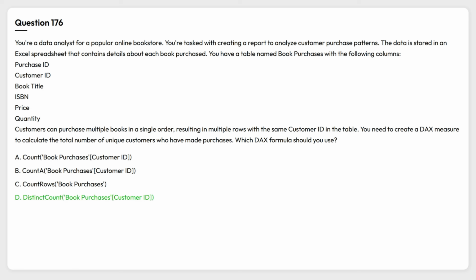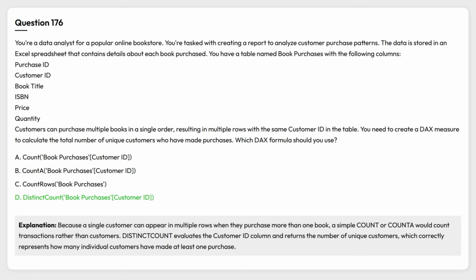The correct answer is Option D. Because a single customer can appear in multiple rows when they purchase more than one book, a simple COUNT or COUNTA would count transactions rather than customers. DISTINCTCOUNT evaluates the customer ID column and returns the number of unique customers, which correctly represents how many individual customers have made at least one purchase.